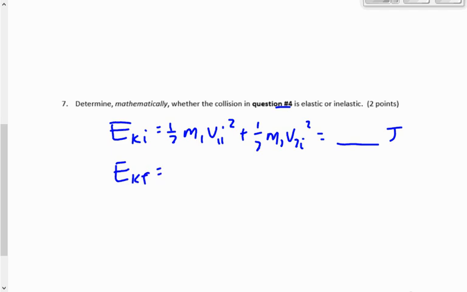If they bounce apart, then this is the way it looks. If they stick together, then there would just be one term. Again, don't forget to square the speed. I'm not going to give you numbers here because, again, different people used 4, 5, and 6 as the reference question.